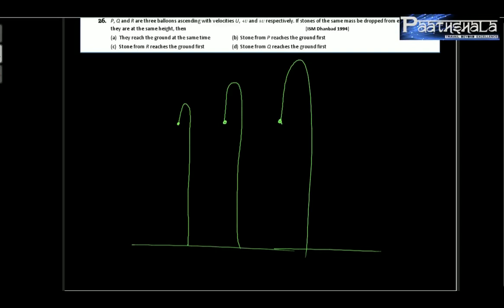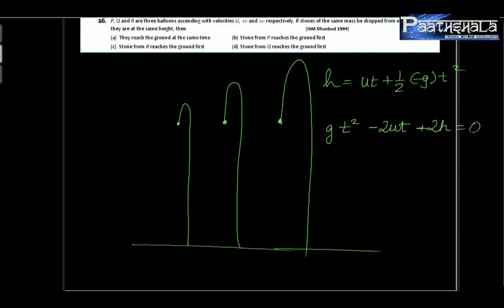Okay, so let us try to use a general equation. Initial velocity, let it be u, times t plus half into minus g into t square is equal to height, right? Height is the same, they have been dropped from the same height. So basically what do we get? Multiplying by 2 we get g t square minus 2ut plus 2h is equal to 0.